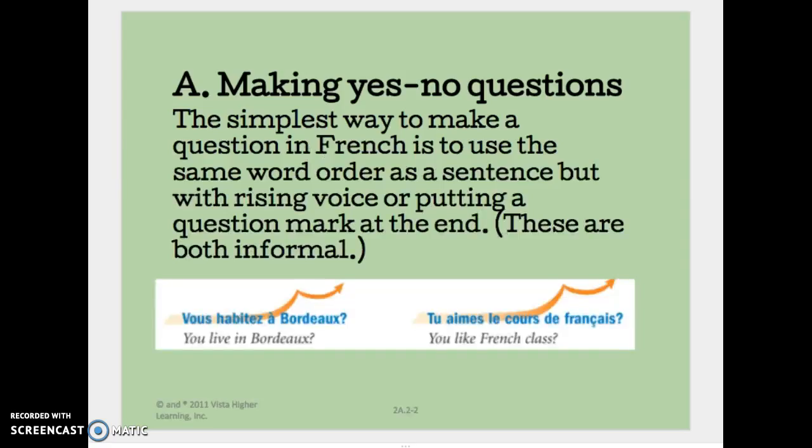The simplest way to do it, although it's very informal, is to take any basic French sentence and make your voice rise at the end and then put a question mark on it if you're writing it. So, you live in Bordeaux. The sentence could simply become, you live in Bordeaux? The statement, you like French class, could become, you like French class? Again, this is a very informal way to make a question.